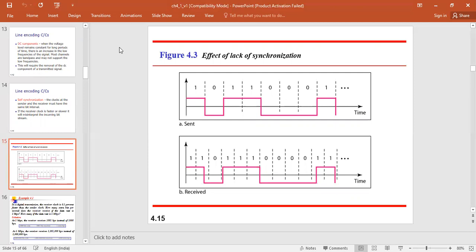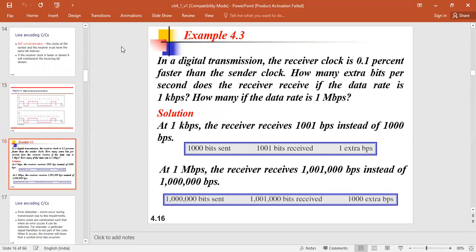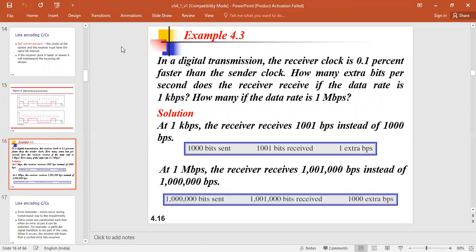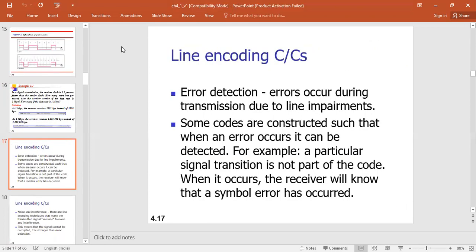So you just go through with some example here. With this example, we can explain self-synchronization and the effects of synchronization. So it is one problem: 1 kbps received 1000 instead of 1000. What will be extra? By that we can calculate it. Total number is 1 kbps also. So there is one simple problem.